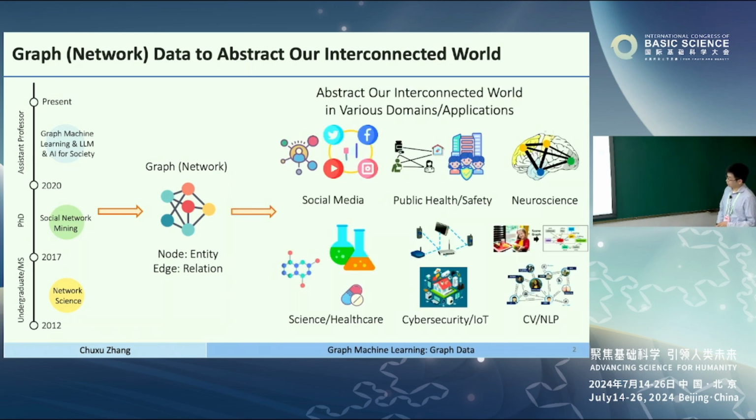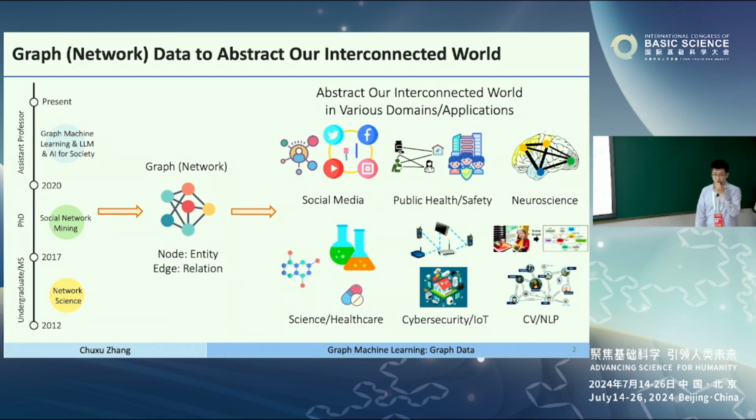So graph data can be used to abstract or model our interconnected world in various domains and applications, like social media, Twitter, Facebook, LinkedIn, and also Weibo in China. We can use a social network or social graph to represent that social media data. In the public health domain, we can use a public health network. We use nodes to represent different entities like patients, drugs, pharmacies, doctors, and then we can use edges or relations to represent the different relationships among these entities.